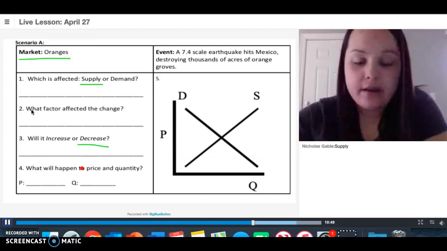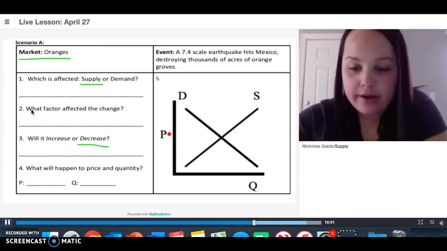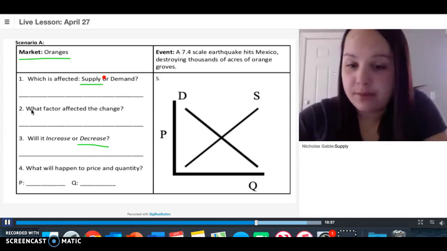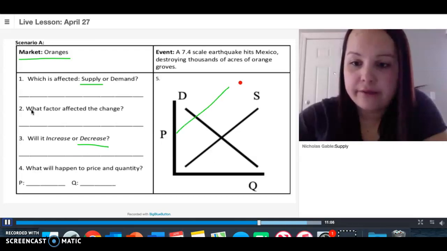And then in order to answer number 4, I find that it's helpful to do number 5 first. So again, the supply curve is changing and we see a decrease in supply. So how do we show that here? You take your supply curve and now you're shifting it to the left if we're having a decrease in supply. So you might want to label that as 2. So remember, if it's shifting to the left, that's a decrease in supply.